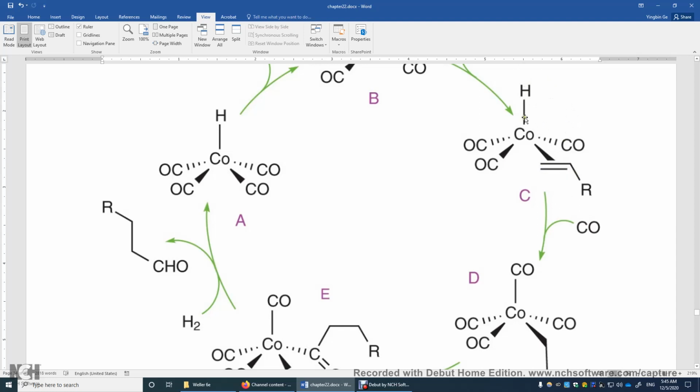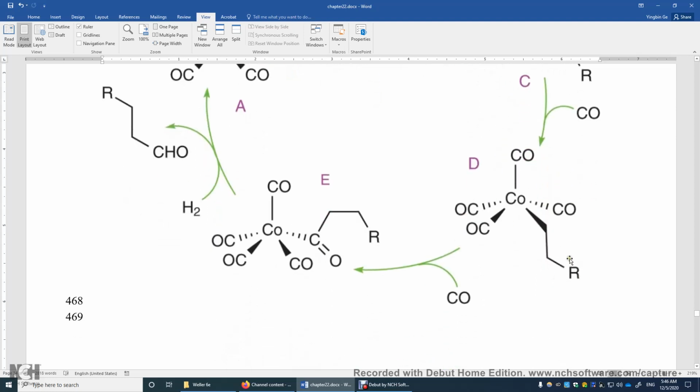This hydrogen is 1 bond away from cobalt. It's going to move to a carbon that's 2 bonds away from cobalt. Therefore, this is the so-called 1,2 insertion reaction to form cobalt, CH2, CH2R. Right here, CH2, CH2R. And meanwhile, there's enough space for a new carbon monoxide to form a bond with this cobalt.